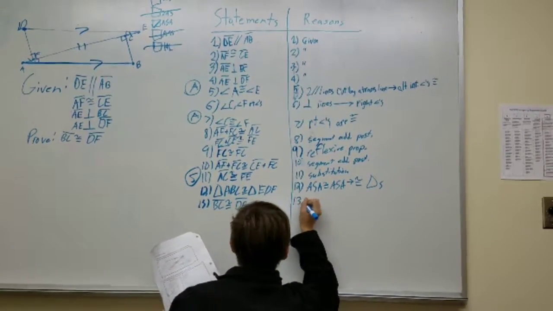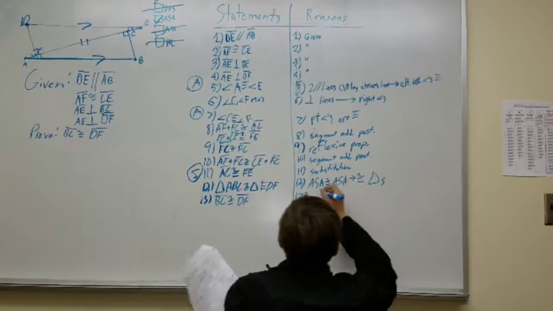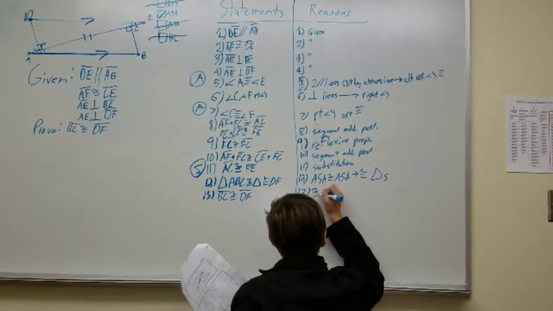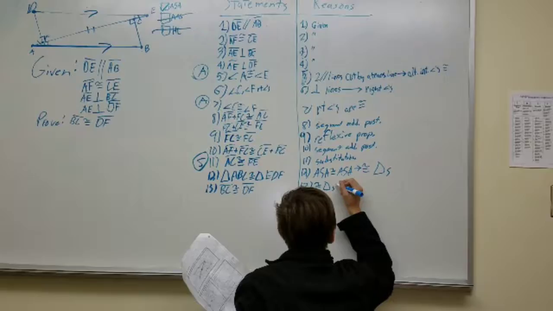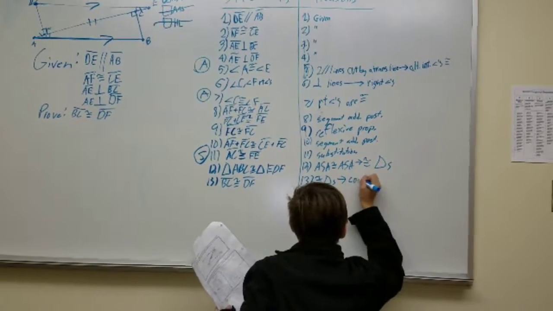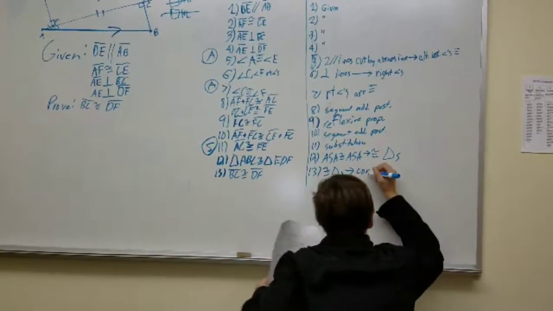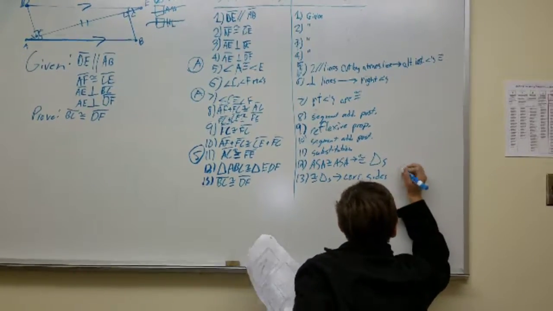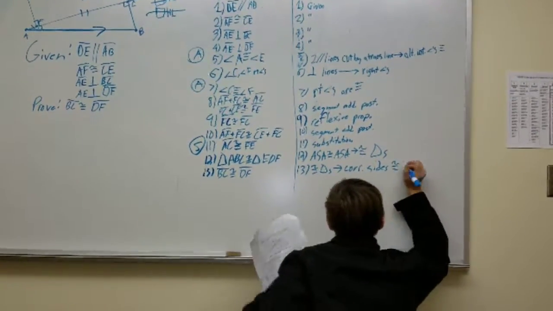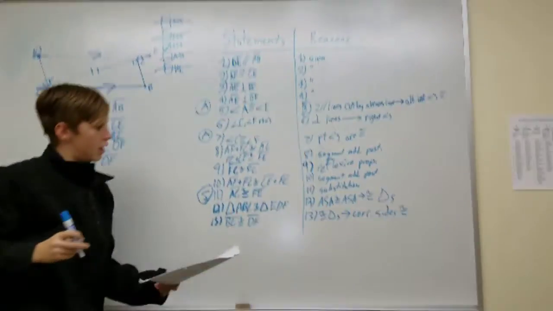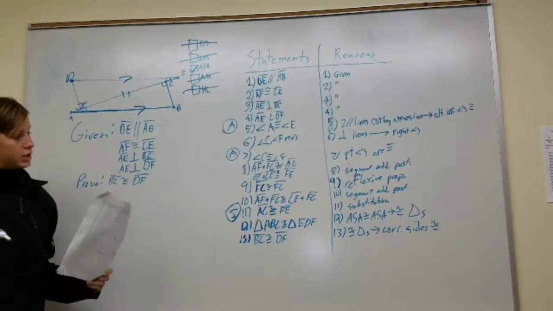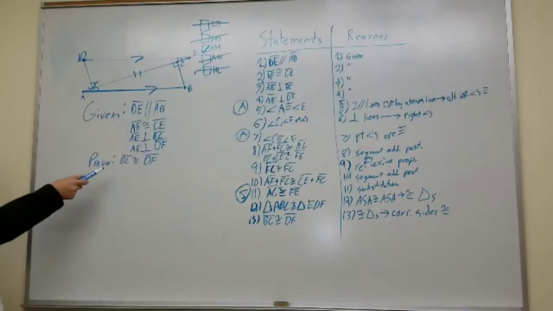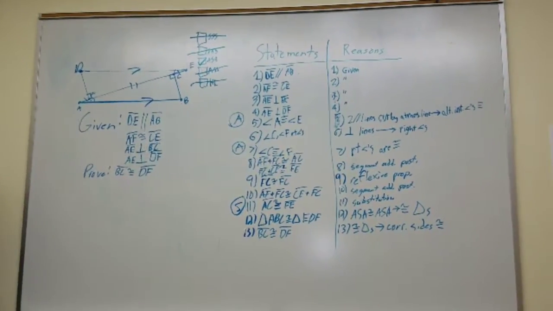And the reason for this is going to be, if we have congruent triangles, this implies that corresponding sides are congruent. And this is a 13-step proof of BC being congruent to DF.